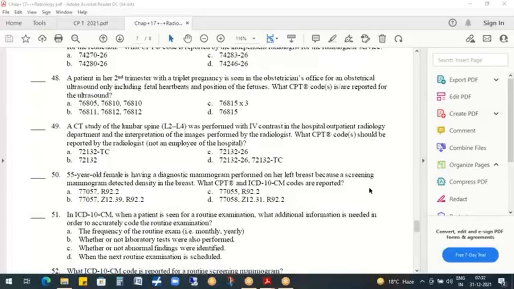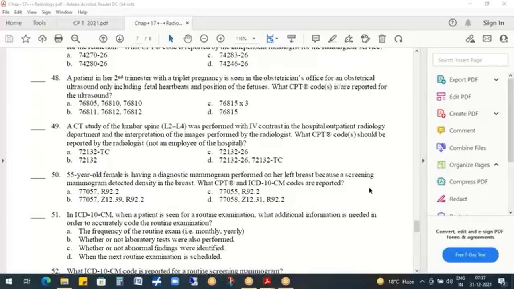Okay, sir. 2 times 76802. But here, when you read the code description of 76815, it says one or more fetuses. Yes, sir. That means you cannot bill like that for each fetus. Only one code is enough based on the code description.